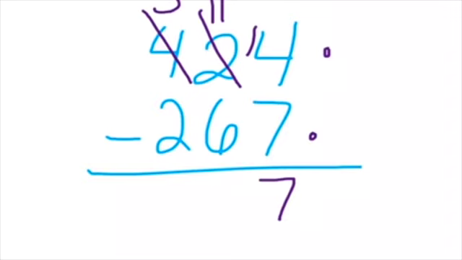There's more on top, so there's no need to stop. 11 minus 6 is 5. And then 3 minus 2 is 1. So I should have gotten 157.